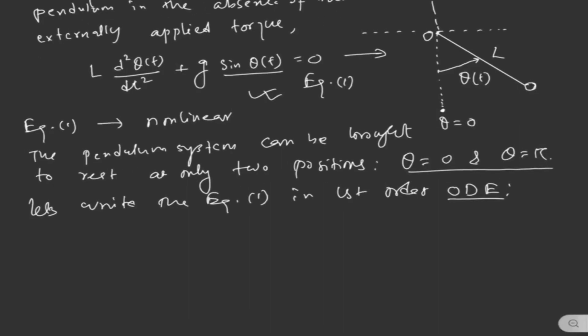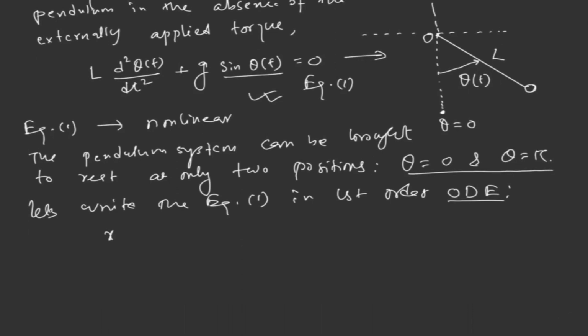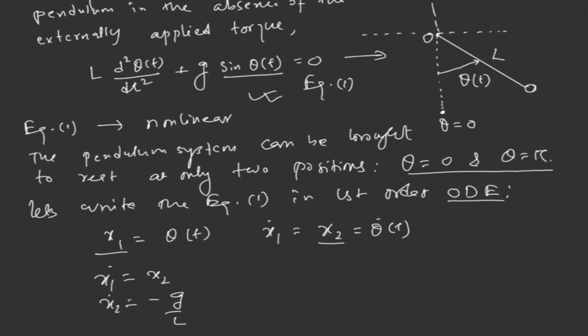So let's denote x1 equal to theta of t and x1 dot equal to, let me write x2, which is theta dot t. And from these two state variables, x1 and x2, we can come up with x1 dot equal to x2 and x2 dot equal to minus g by L sine theta of t.